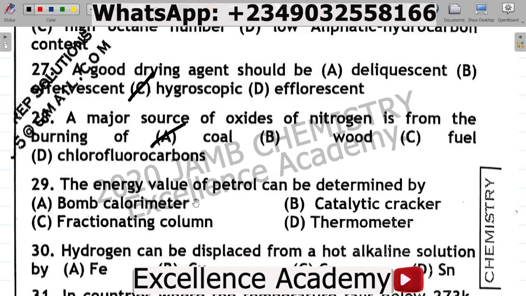You want to note that coal is a major source of oxides of nitrogen. Hence, nitrogen oxides are usually got by the burning of coal. So that's your correct answer.